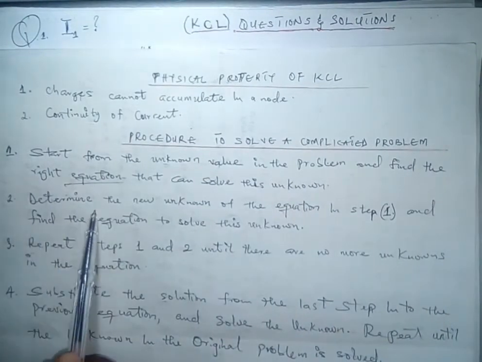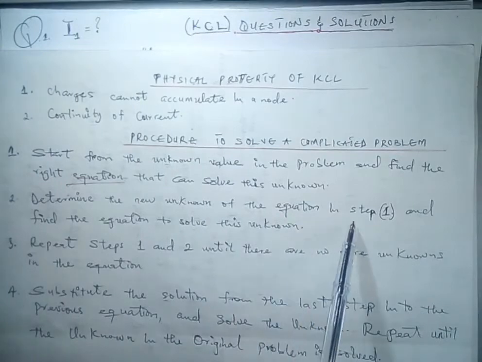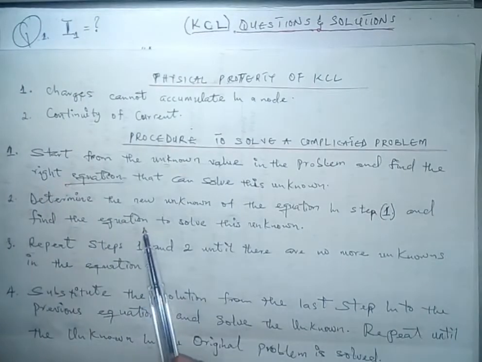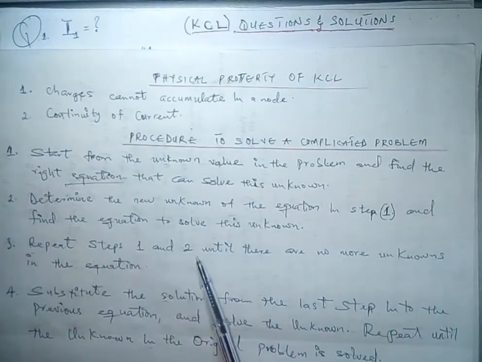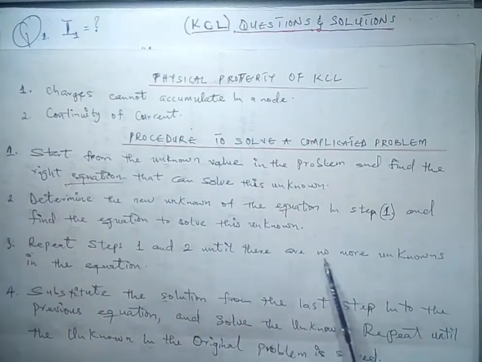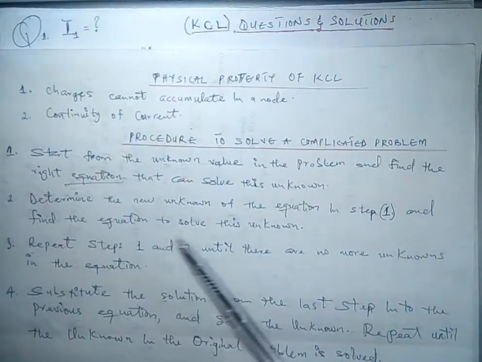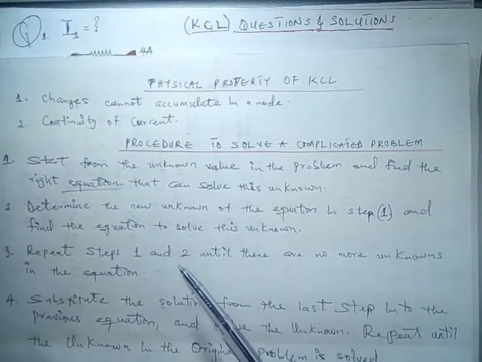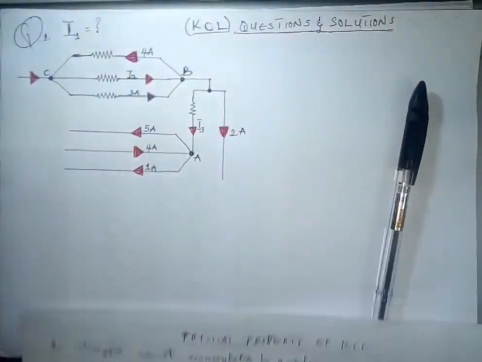The next step, we determine the new unknown of the equation in step 1 and find the equation to solve this unknown. So repeat steps 1 and 2 until there are no more unknowns in the equation. That is how we're going to continue to do it over and over again until we get our final answer. That is what we're going to apply in this question.